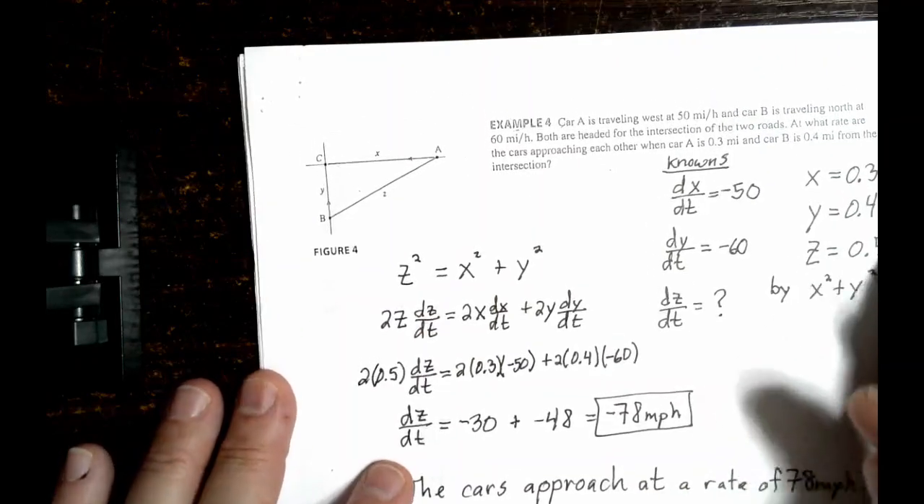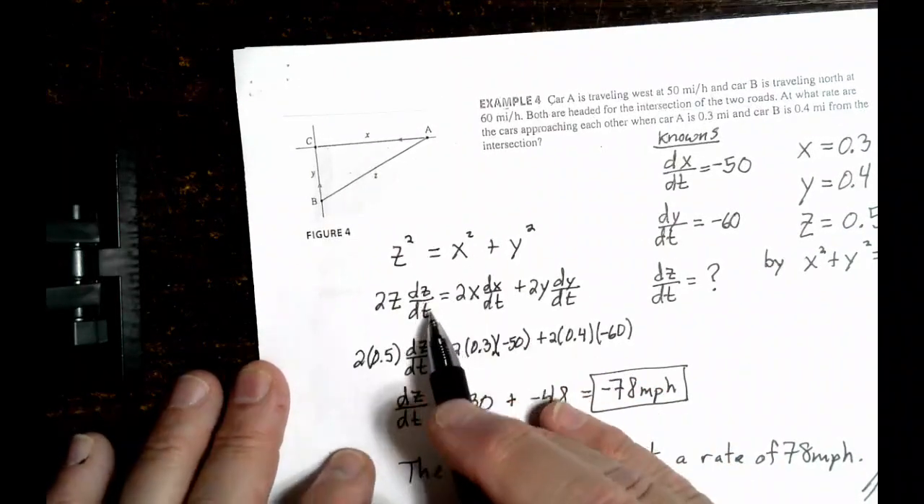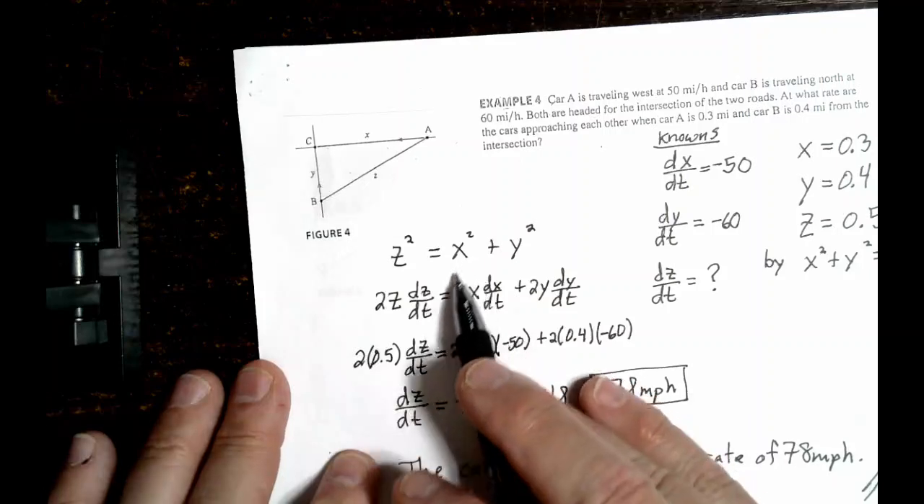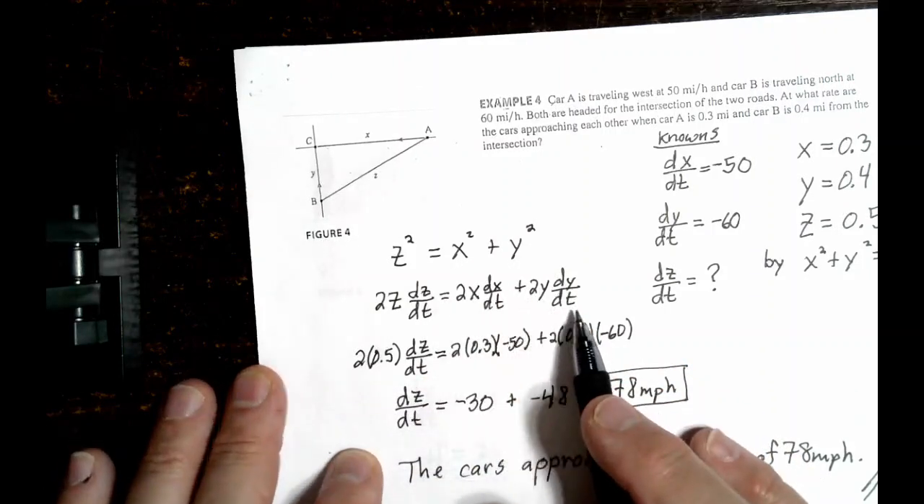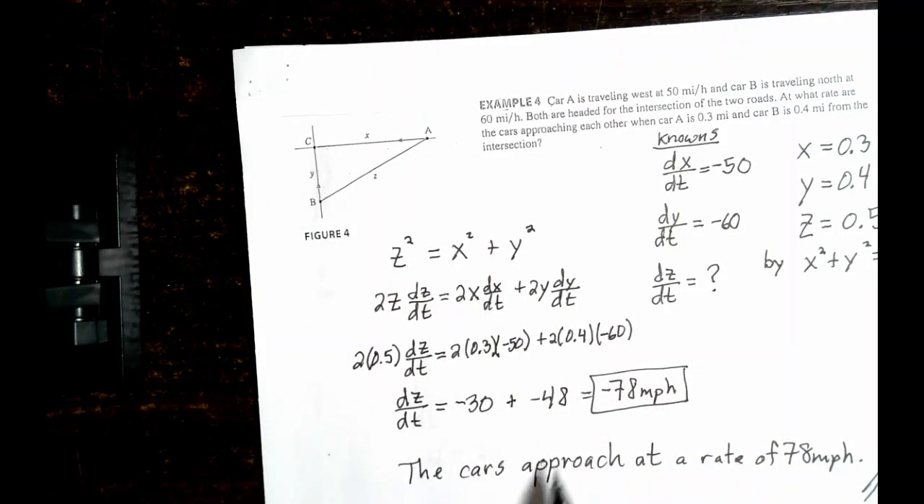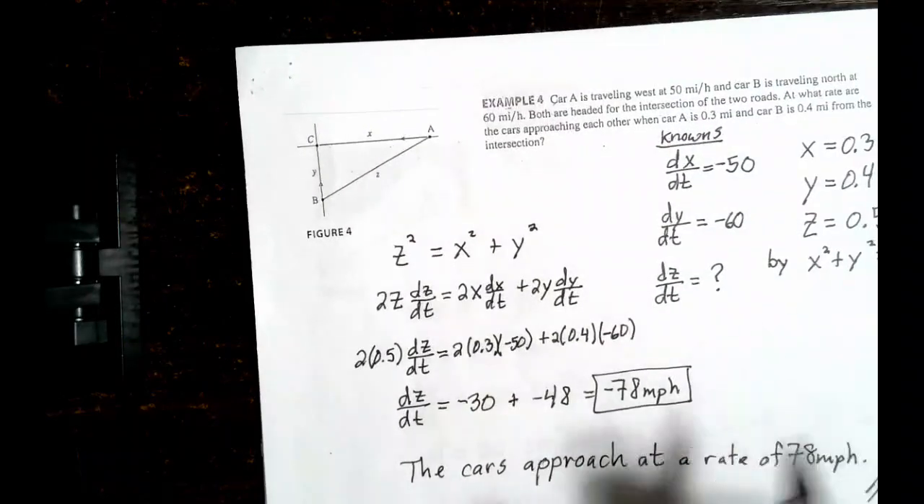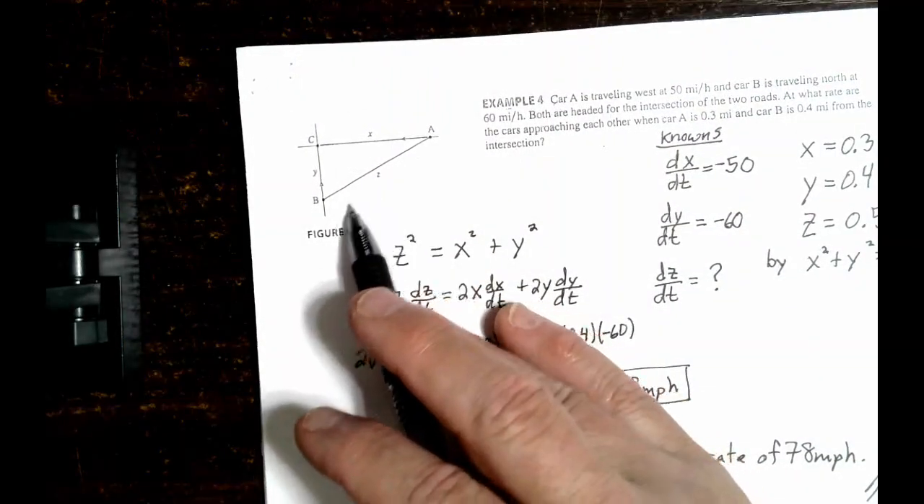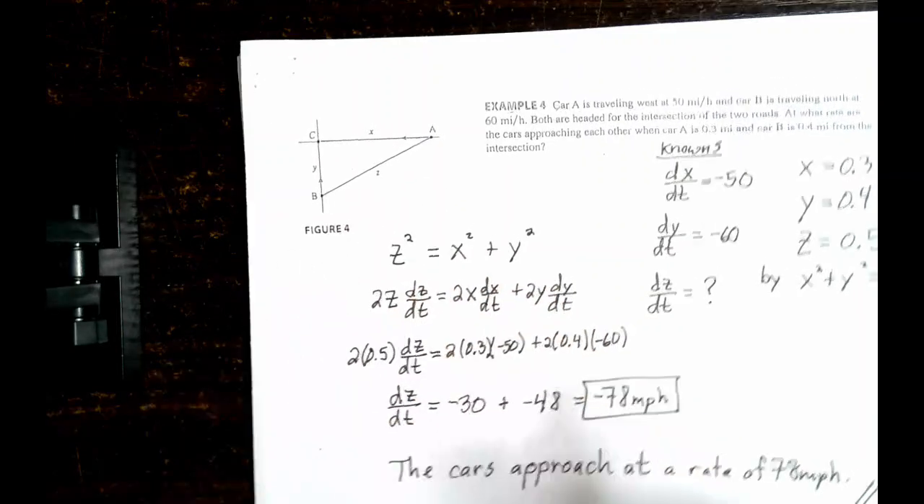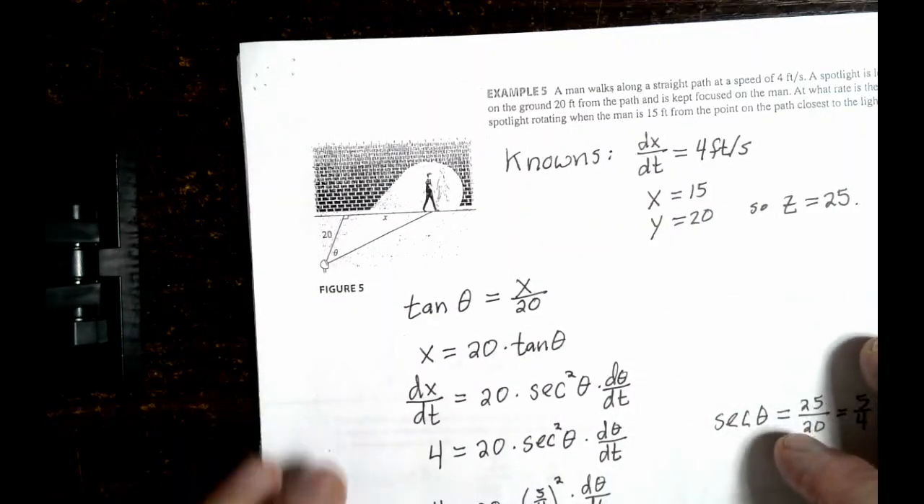So now that you know 5 out of the 6, when you take the derivative, you get 2z z prime plus 2x x prime plus 2y y prime. Plug in everything you know and solve for z prime, and you get 78 miles per hour. Notice it's negative because the rate of change is decreasing. That's why it's a negative number there.